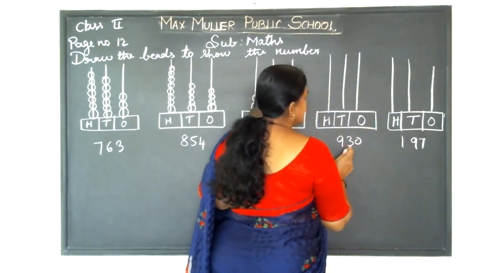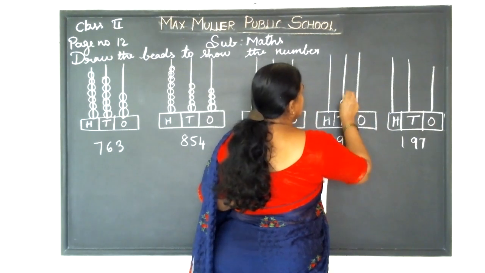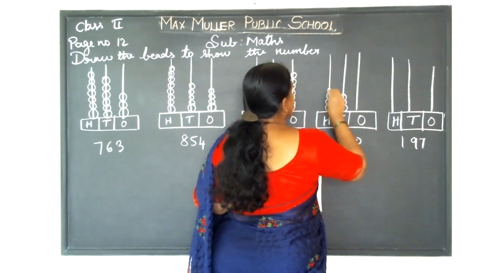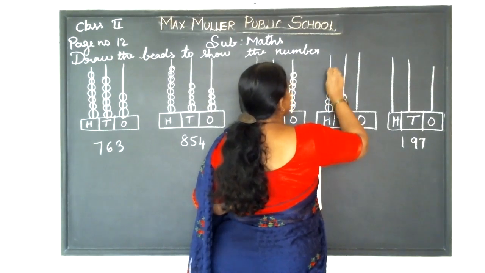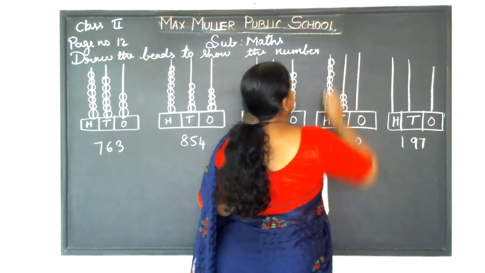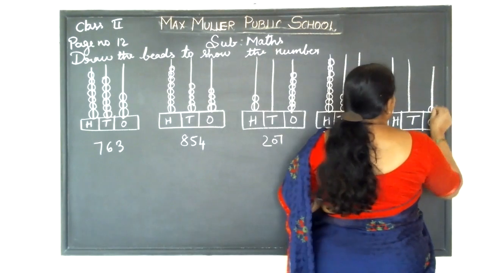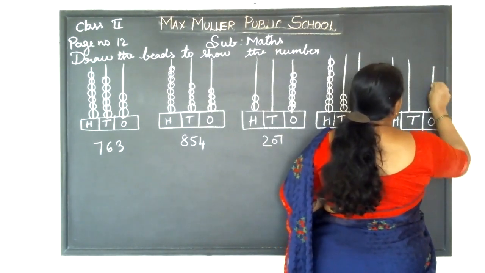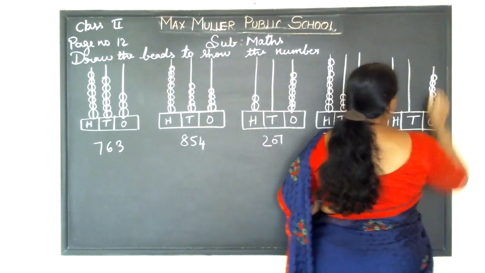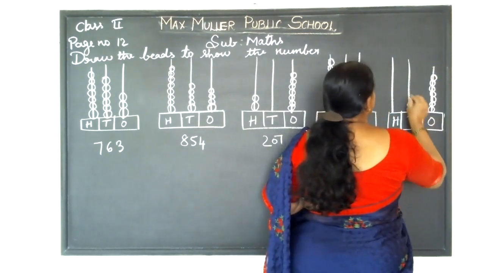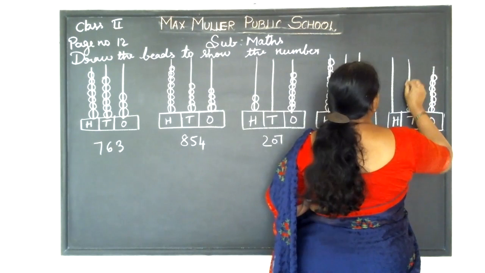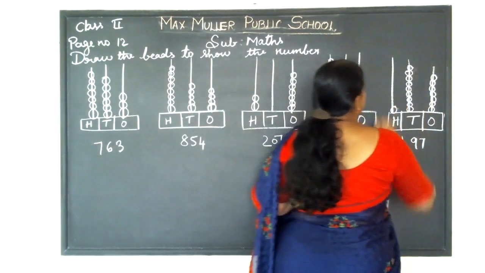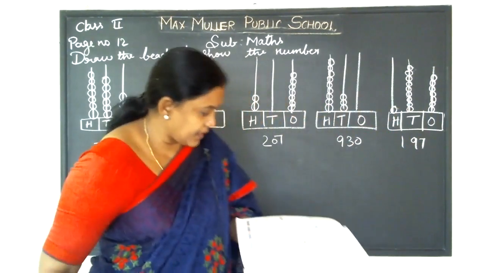Second, tens 3. 1, 2, 3. Here 9. 1, 2, 3, 4, 5, 6, 7, 8, 9. 7 beads, 1, 2, 3, 4, 5, 6, 7. Yeah, 1. So this main is over.